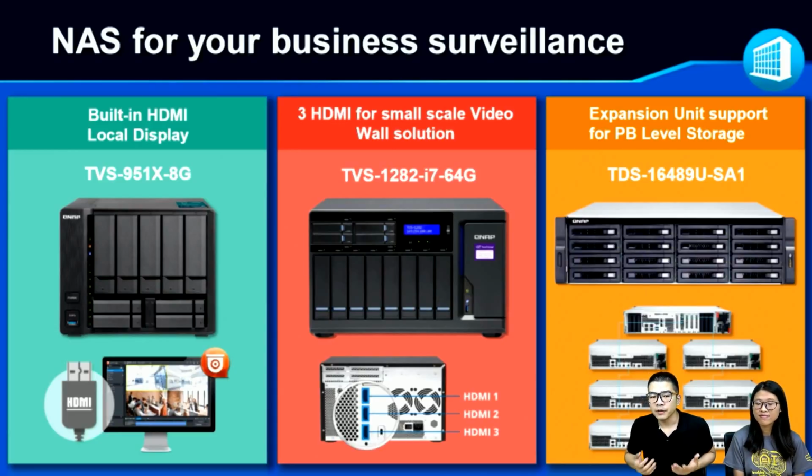And if you want to run a bigger NVR system, you can choose our TVS-1282, because it uses an i7 processor, which has very high performance, and 64 gigabytes of DDR RAM. It also has more hard disks, containing 8 of the 3.5-inch and 4 SSDs, so you can have a better storage capacity.